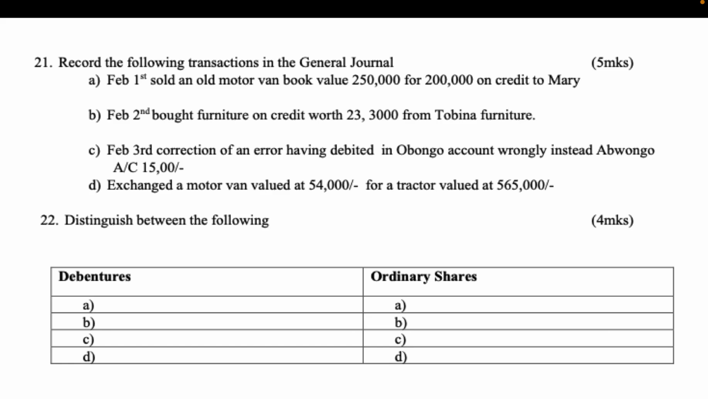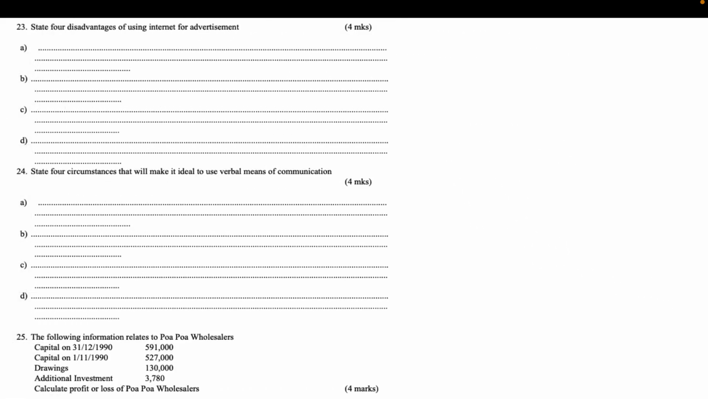Distinguish between the following, 4 marks: debentures and ordinary shares. State 4 circumstances that will make it ideal to use verbal means of communication.